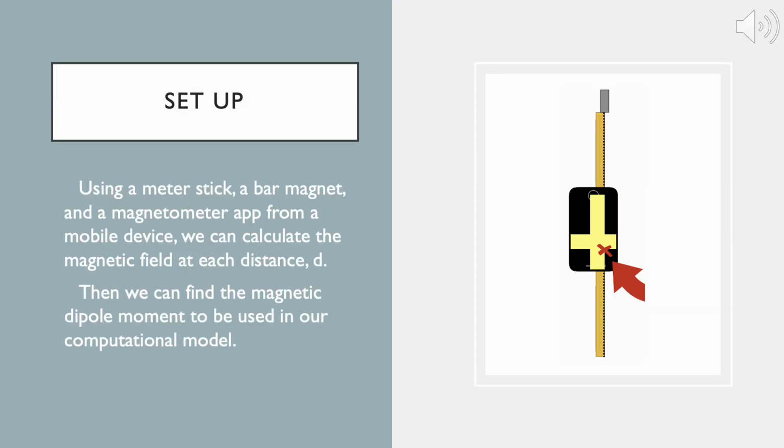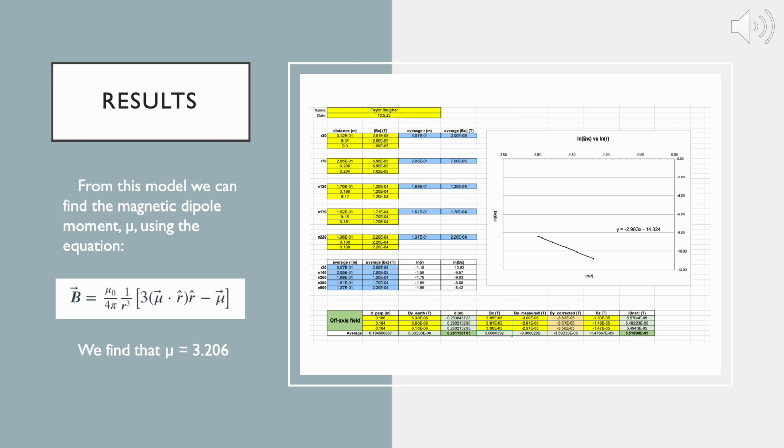To set this up, we needed to find the magnetometer on our phone. To do this, we used a magnetometer app, a meter stick, and a bar magnet from the mobile device and calculate the magnetic field at each distance d. We can then find the magnetic dipole moment by calculations, and this is going to be used in our computational model. The results from the experimental model are shown to the right.